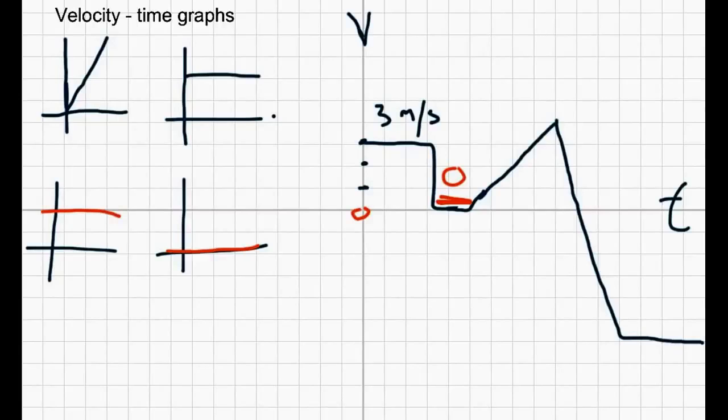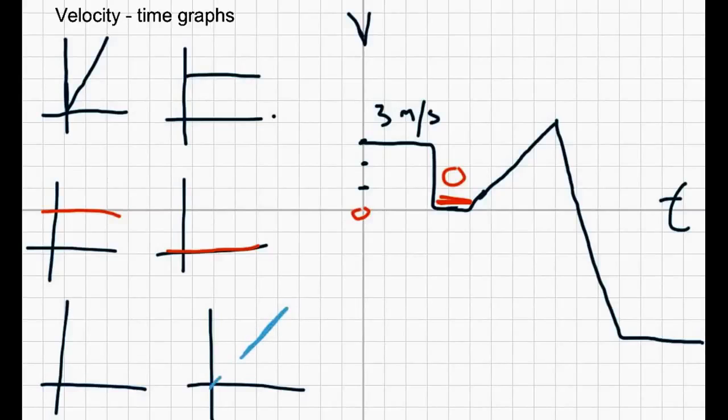Okay. The third section that's on here is a diagonal line. So you can see our velocity is going from 0 up to 4, and you can see that's occurring over 4 seconds. So just like on the distance time graphs, when we had a straight line, that was velocity. So now on a velocity time graph, when we get a straight diagonal line, that is going to be our acceleration. So in this case, we'd have our straight line like that.